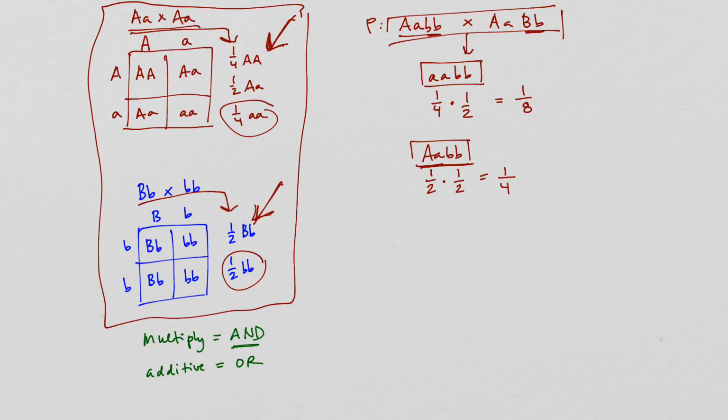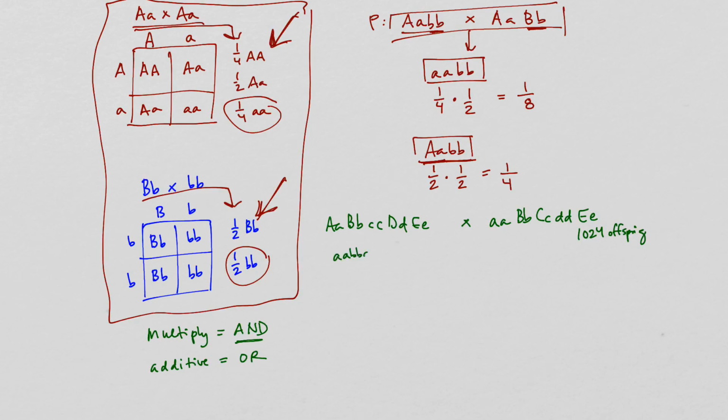Now let's do an enormous probability. We've got genotype big A, big B, little c, big D, big E. That individual is crossed with another individual who has all 5 of those same genes, but in a slightly different allele combination. So we did this cross and we looked at 1,024 offspring, let's say. I want to find out the probability of finding an aabbccddee homozygous recessive individual.